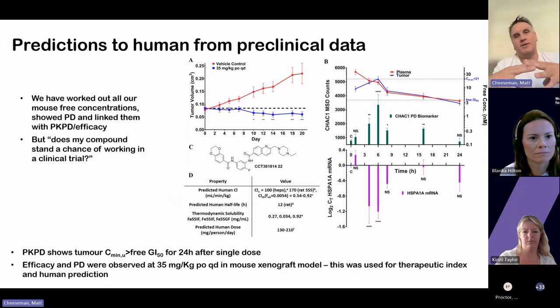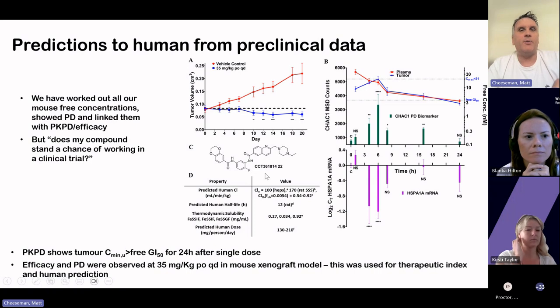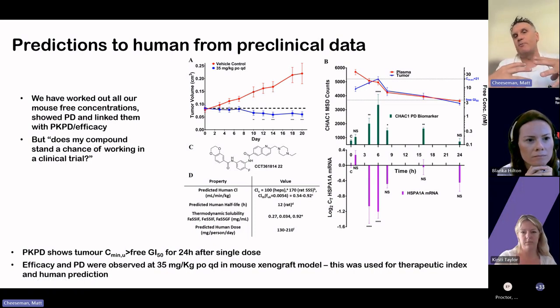Now, with those three ideas together, this is an example that we did a few years ago, with a compound we managed to get to the clinic. So here is our drug, which is called CCT361814. This was optimized over a number of different rounds, as you can imagine. And then we had to be able to show in our animal model that the compound was effective.